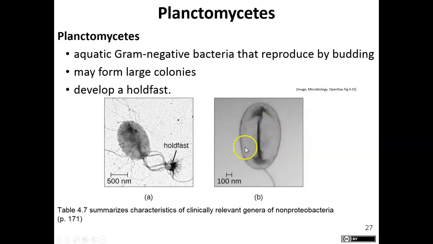The swarmer cell is then going to be able to move. It's a motile cell. Once it finds a place, it will produce its own holdfast and become sessile. And when that happens, it can then also replicate via budding. And you can look at table 4.7 on page 171 to summarize different genera of the non-proteobacteria.